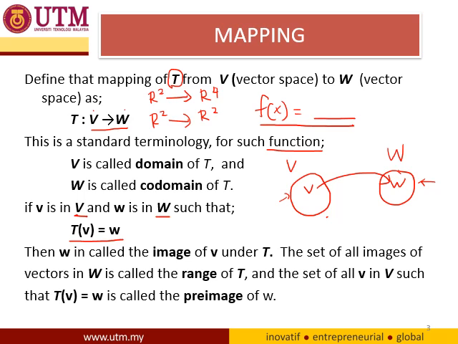Then w is called the image of v under T. So this is the image, and the set of v in V such that T(v) equals w is called the pre-image of w. This is the pre-image. If they say they want the image, they want the things here, but the pre-image is the one before the transformation.